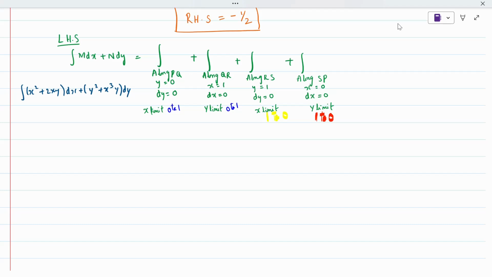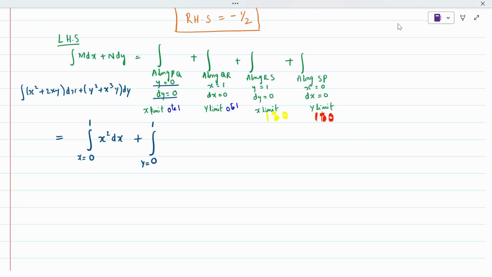So in this question, first I will do along PQ. PQ means y equal to 0 and dy equal to 0. Y equal to 0 and dy 0 means this is fully 0. In this y also 0, so this term also will go. So limit is 0 to 1. It's nothing but x squared dx. Only this term I have. Plus limit 0 to 1, this is y limit. This is x limit.